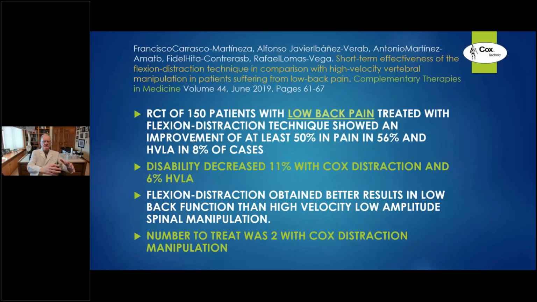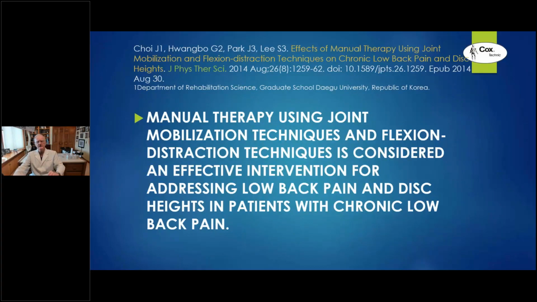There was a study done in Complementary Therapies in 2019 on 150 patients with low back pain treated with Cox flexion distraction versus high velocity, low amplitude. I had nothing to do with this paper, but they showed that flexion distraction showed an improvement of at least 50% in pain and 50% in disability, and high velocity 8%. So when you read papers like that, it's up to you to decide if this may have some place in your clinical expertise.